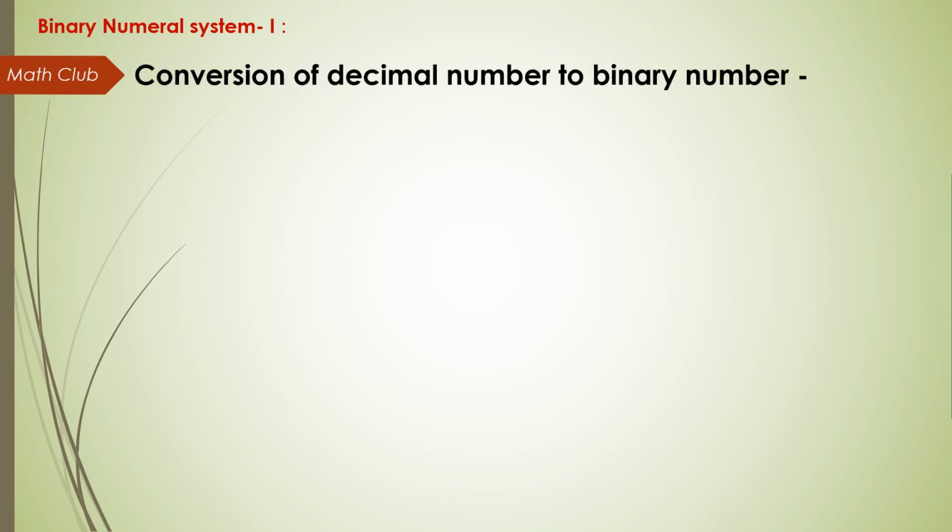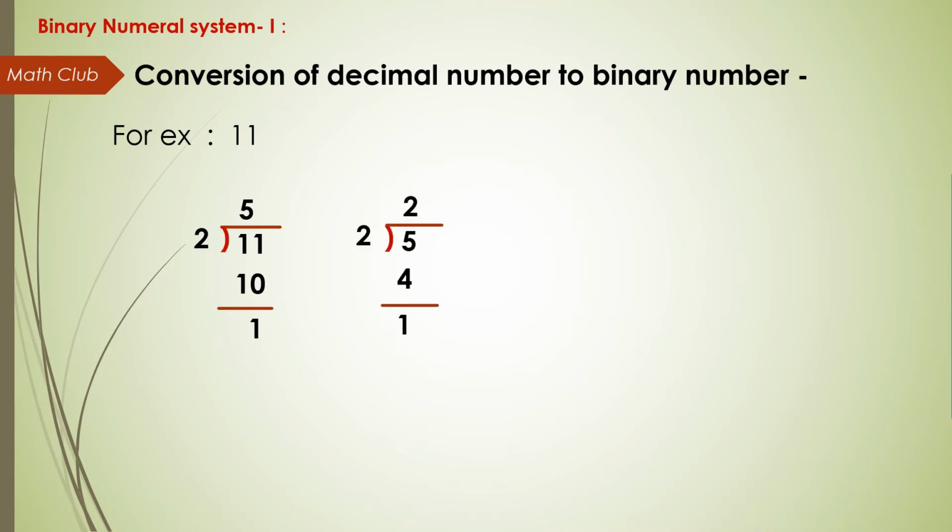Now, we will see how to convert a decimal number to a binary number. Let us consider decimal number 11. As the binary numeral system has base 2, divide 11 by 2. So we will get quotient 5 and remainder 1. Now quotient 5 is divided by 2. We will have quotient 2 and remainder 1.